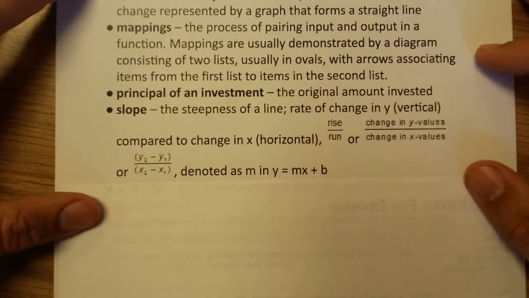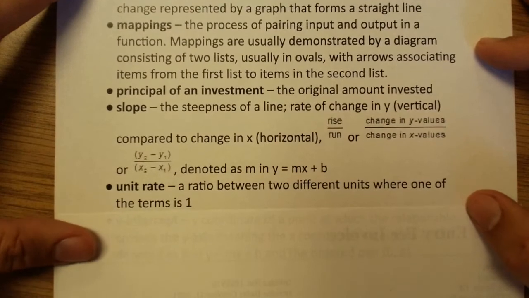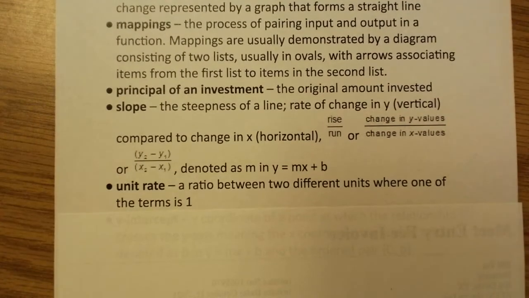Okay, again, that should be a word we are very familiar with. Next is a unit rate. That's a ratio between two different units where one of the terms is 1. Okay, a unit rate is things like miles per gallon. That's how many miles you can go on 1 gallon of gas. That is a unit rate.